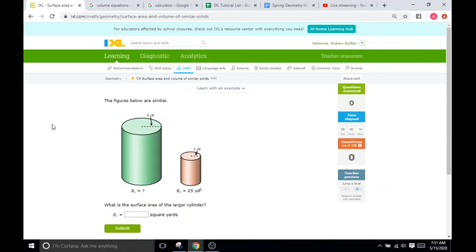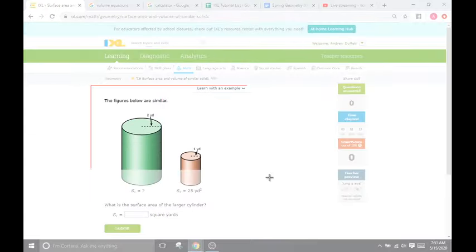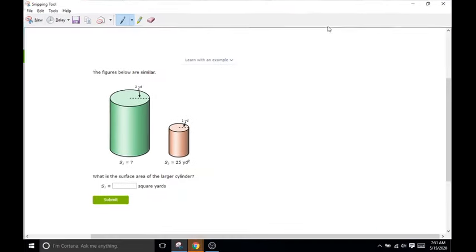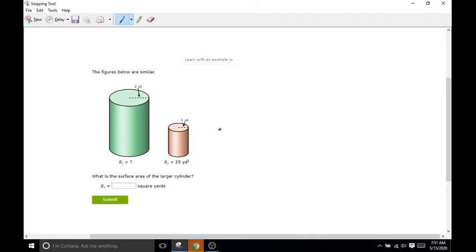It says the figures are similar, and we go from large to small. We have this cylinder here, we go down to this cylinder here. And so what is the surface area? So we're going to take the corresponding sides here. The corresponding dimensions are going to be the radius of 2 for our first shape and then a radius of 1 for the second shape. And we are going to go 2 yards over 1 yard. We're going to make a ratio between both of the corresponding sides.